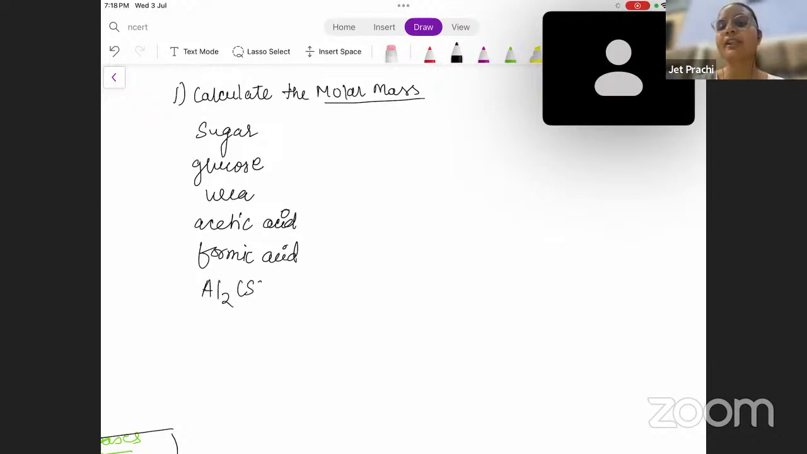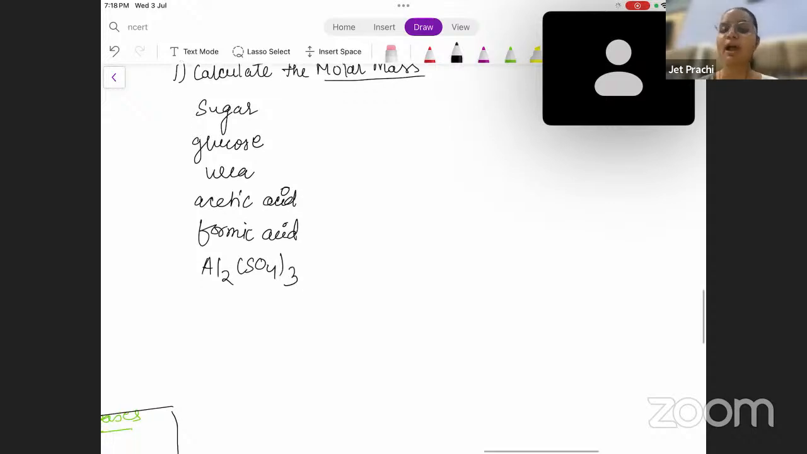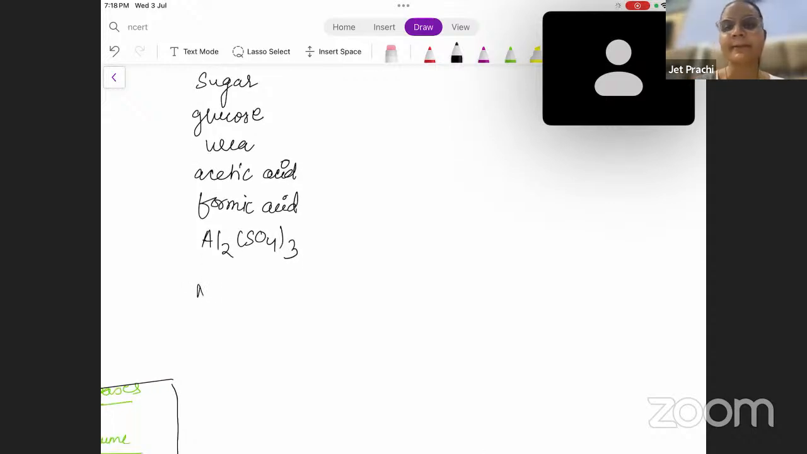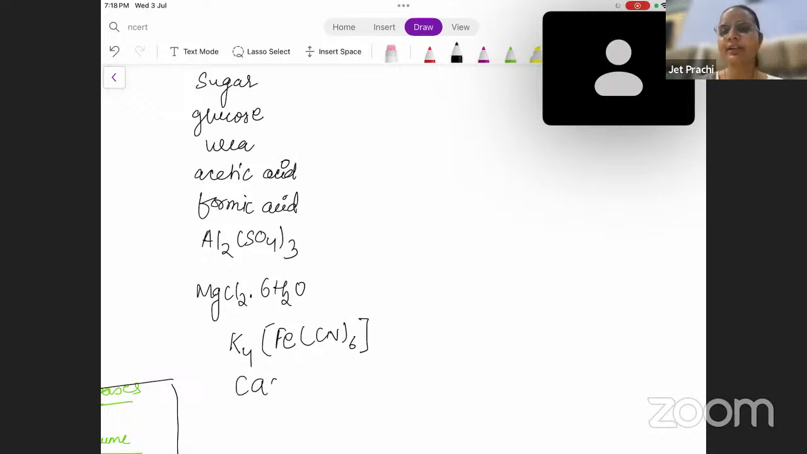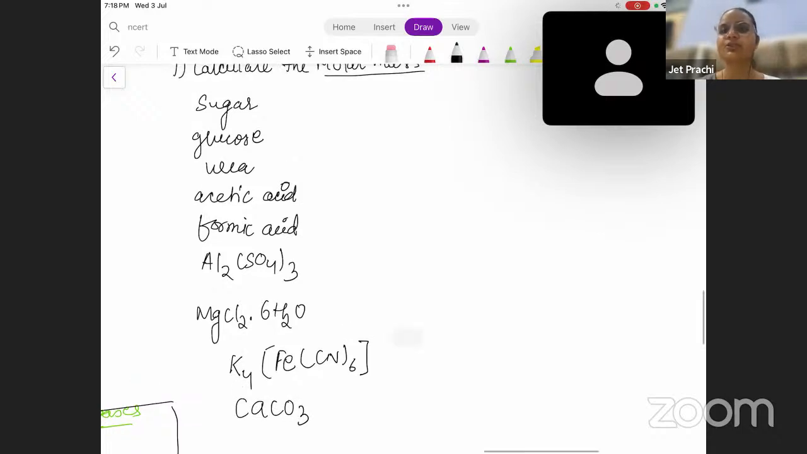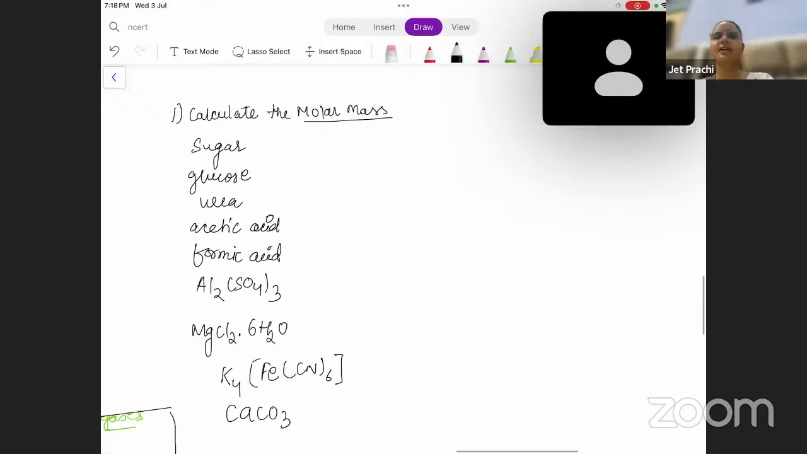Similarly, you have to do it for the ionic compound aluminium sulfate, MgCl2.6H2O. Also, let's take one coordinate compound. Let's see if you will be able to do this or not. K4[Fe(CN)6]. And you can do it for calcium carbonate. So I think these many molecules are enough. You have to find out the molar mass for these molecules.